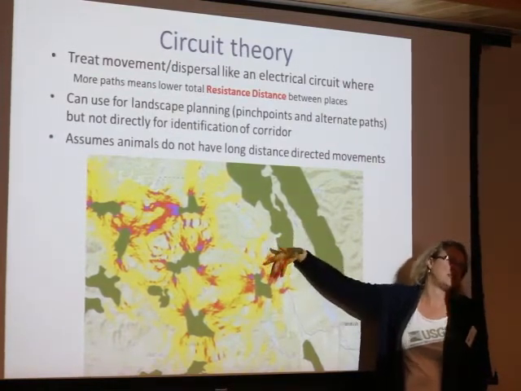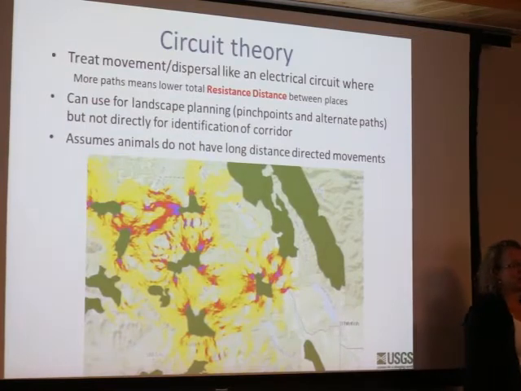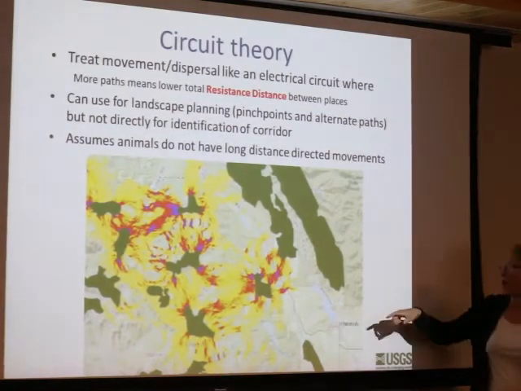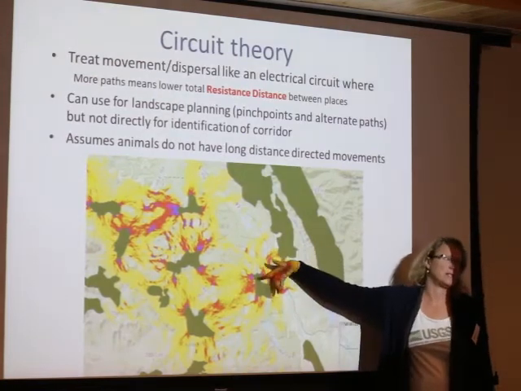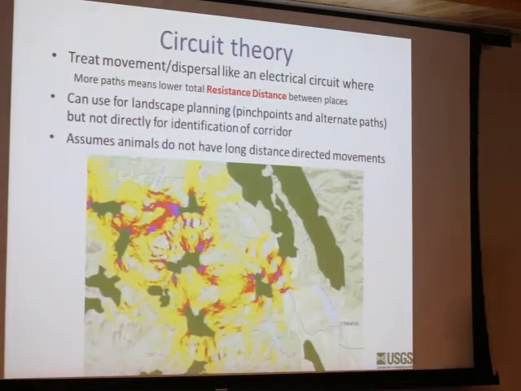It instead allows you to have many paths. It's not saying that an animal will go to all of these different places, it's just saying it can go to any of these places. Does that make sense? Okay. We can talk more too if you want later.